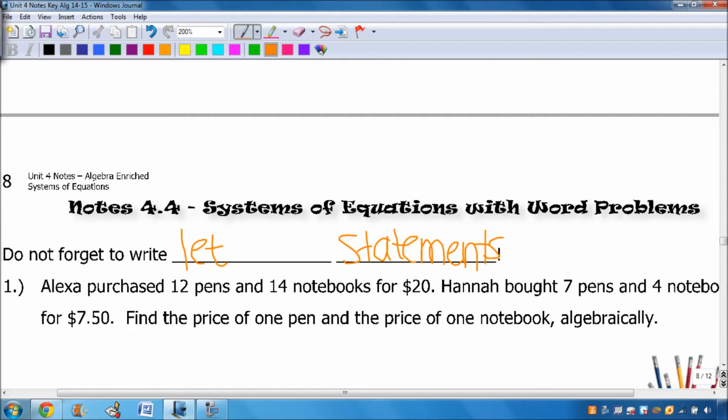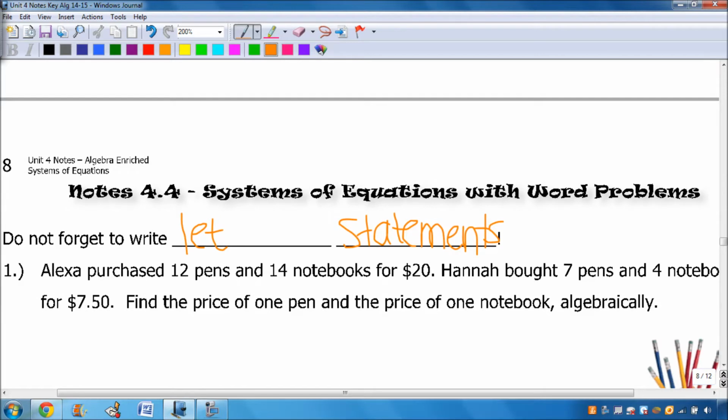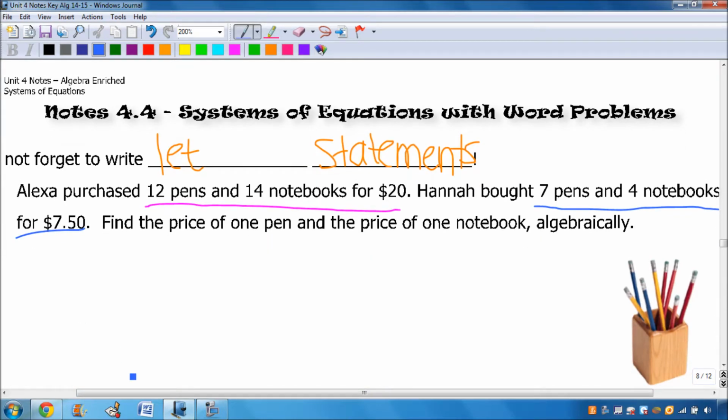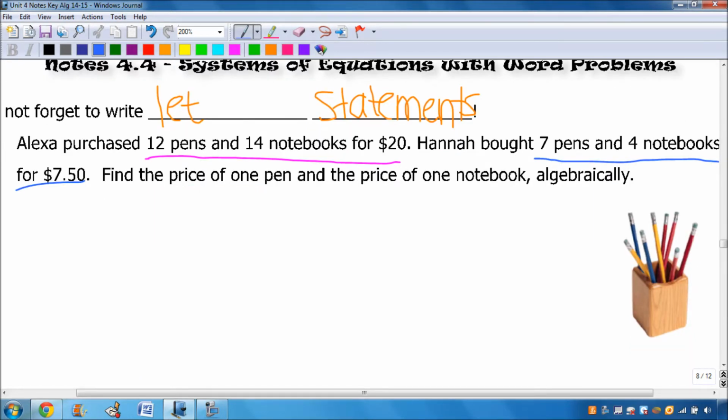So the first thing we talked about is underlining key information, okay? So in number 1, it says that Alexa purchased 12 pens and 14 notebooks for $20, okay? And Hannah bought 7 pens and 4 notebooks for $7.50. Find the price of 1 pen and the price of 1 notebook algebraically, which means that we have to either use substitution or elimination to figure this out because we can't figure this out by graphing or by guess and check, okay? Algebraically means you had to set up some type of an equation.